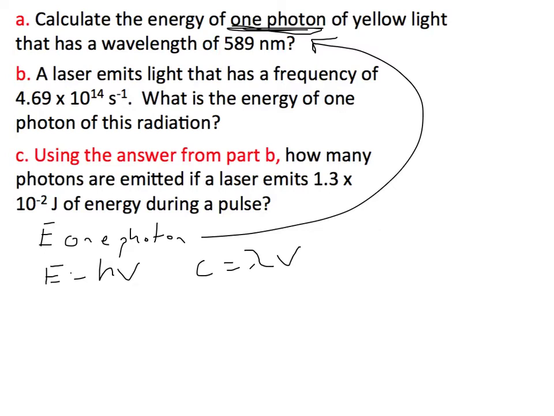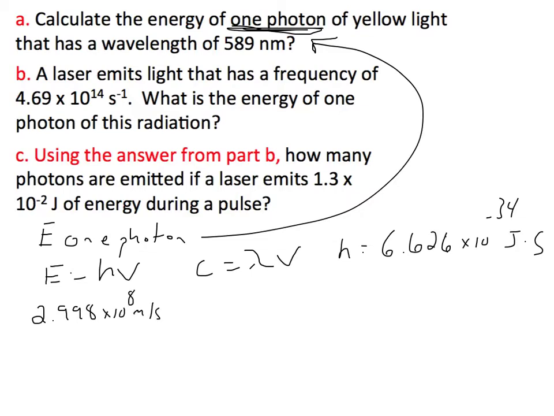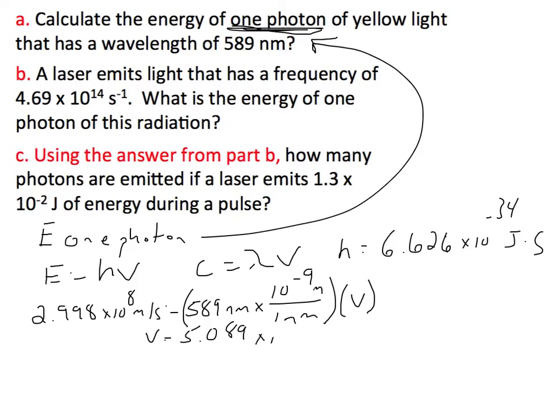So if we plug all this in, we know that h is equal to 6.626 times 10 to the minus 34 joule seconds. That's given to you. And so if we plug all this in, we have 2.998 times 10 to the 8 meters per second is going to be equal to the wavelength, which is 589 nanometers, but we need to convert that into meters, and so there's 10 to the minus 9th meters in 1 nanometer, and then we're multiplying that by the frequency. What we get is that ν is equal to 5.089 times 10 to the 14th inverse seconds.